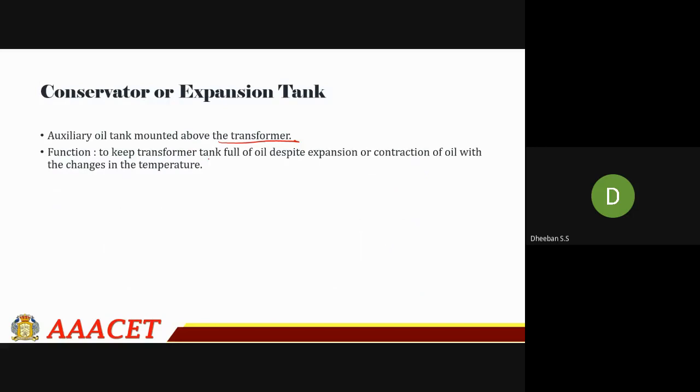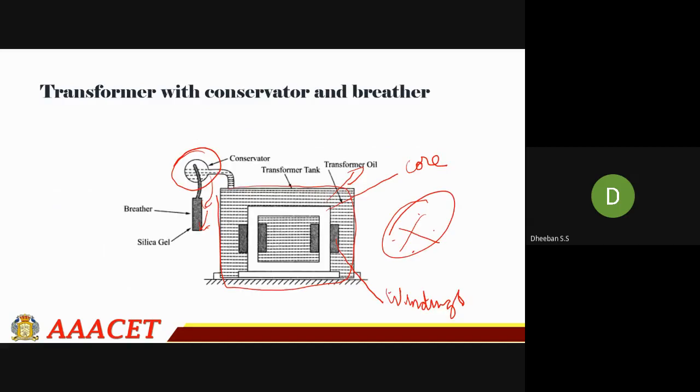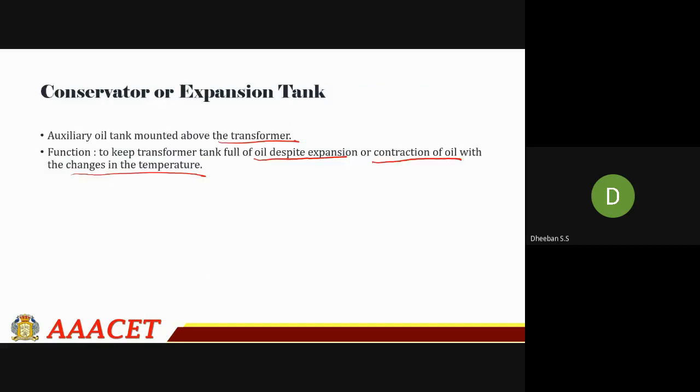The function is to keep the transformer oil despite expansion or contraction of the oil with changes in temperature. The main thing is that the temperature will be rising, so there will be a difference in temperature between the atmosphere and the inside of your transformer. This temperature difference has to be maintained, so for this purpose they make use of the conservator.